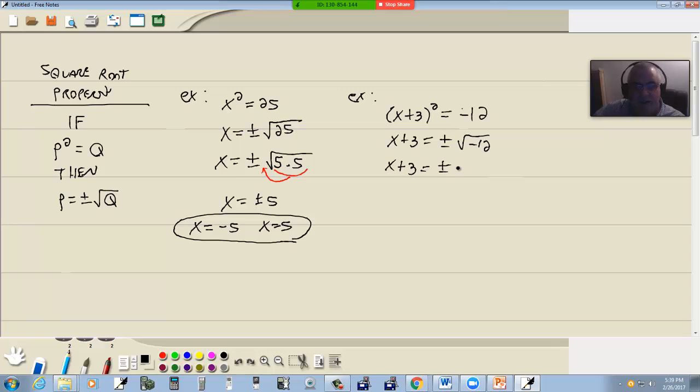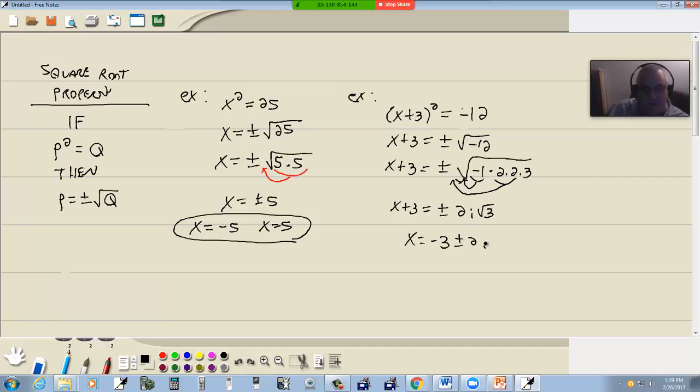We always simplify radicals. Negative 12 is negative 1 times 2 times 2 times 3. Remember, we're looking for a pair of something. So here's a pair of 2s, so they're going to come out in front. And here's a negative 1, which comes out as an i. So we got x plus 3 is equal to plus or minus 2i square root of 3. And then I'll take the 3 over, and we get x equals negative 3 plus or minus 2i square root of 3. We could put the i after the square root of 3 if you wanted to, but that would be our answer.